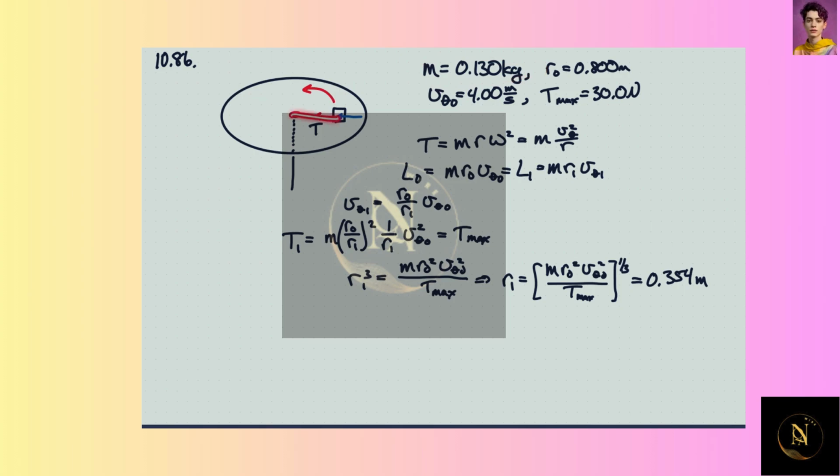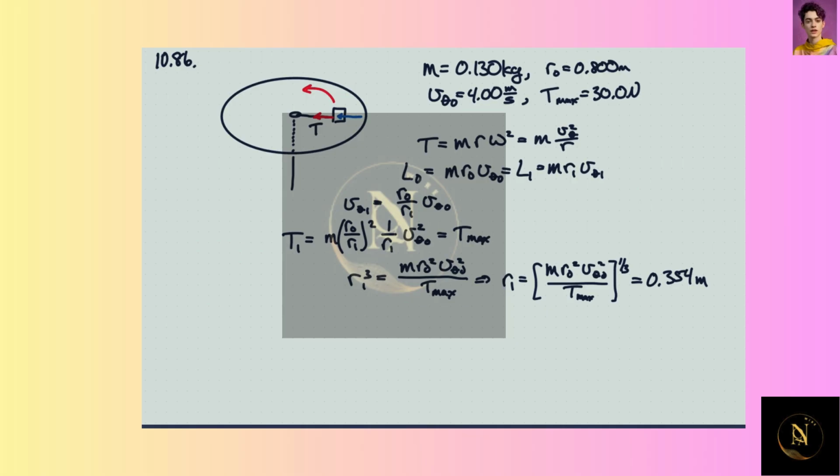The block weighs 0.13 kilograms. The initial radius that it's rotating about this center is 0.8 meters, and it has initial tangential velocity, so v theta naught is 4 meters per second. And we're told that the tension in this cord can go up to 30 newtons before it breaks. So they ask us how far can we pull this block in before the rope breaks.